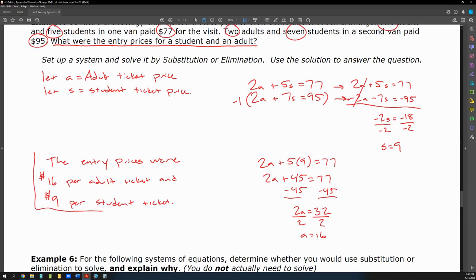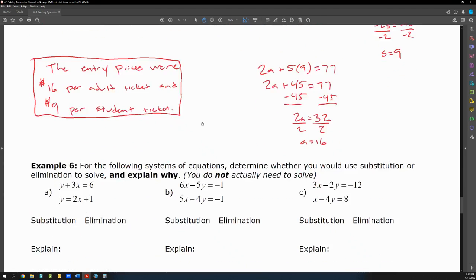All right. So do make sure that you actually answer the question. I see a lot of students just write their solution as an ordered pair. Remember to actually answer the question that they're asking. So if they're asking for what are the entry prices, don't just say 16 comma 9. Tell me that the adult tickets were $16 and the student tickets were $9.